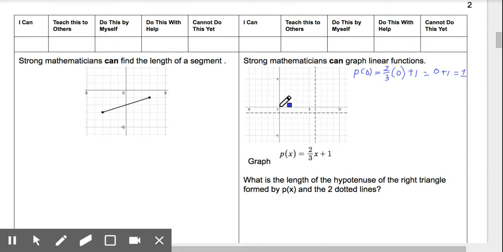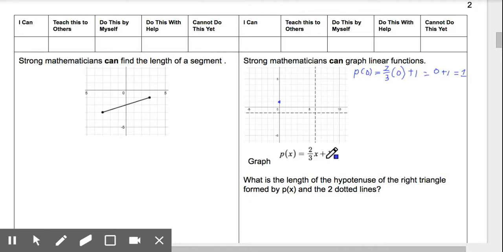I'm going to go to x equals 0, which is right here. When x is 0, the value of y is 1, so we go up, and that means we have a point here. So we just found 1 point on the line. Now, let's find another point.